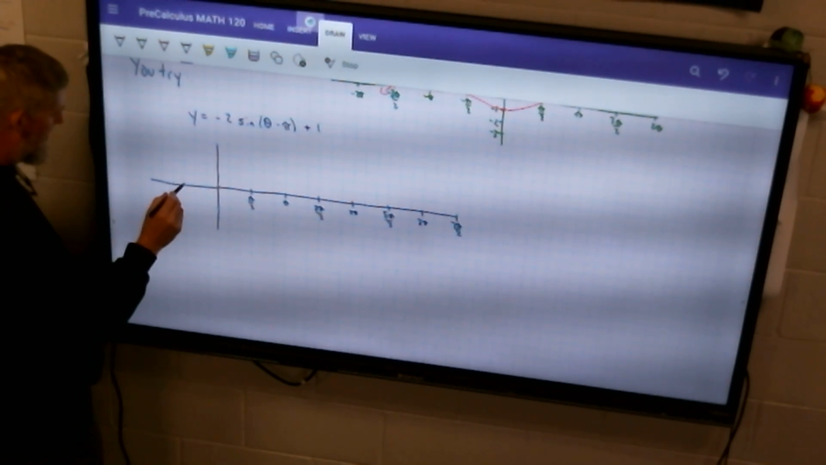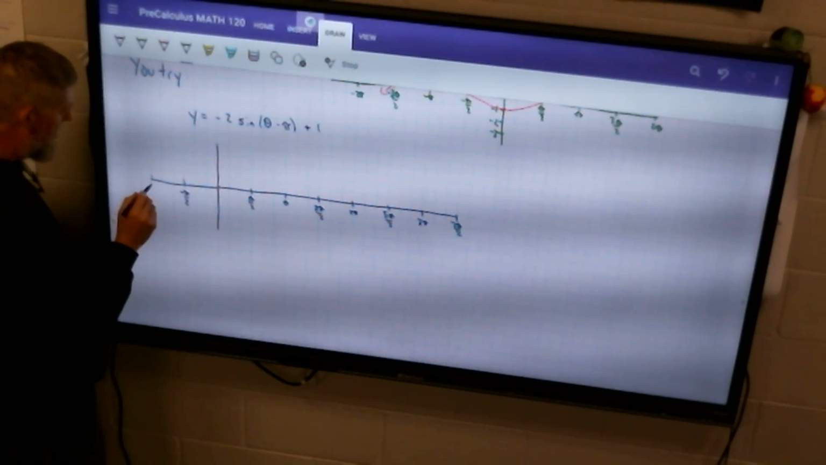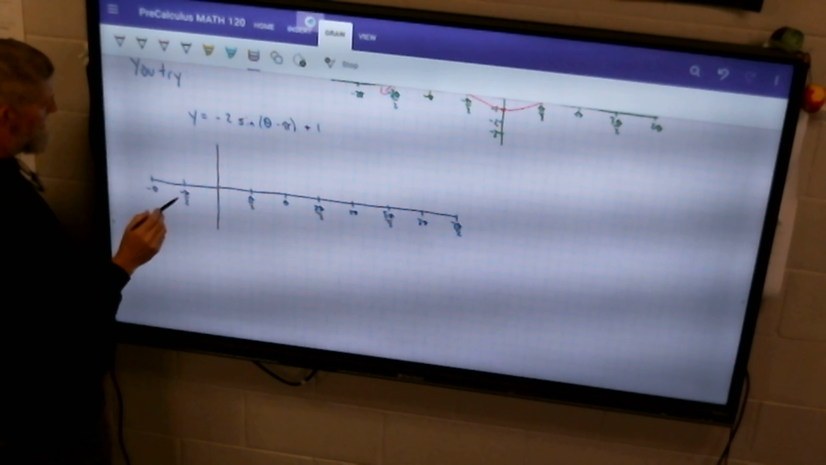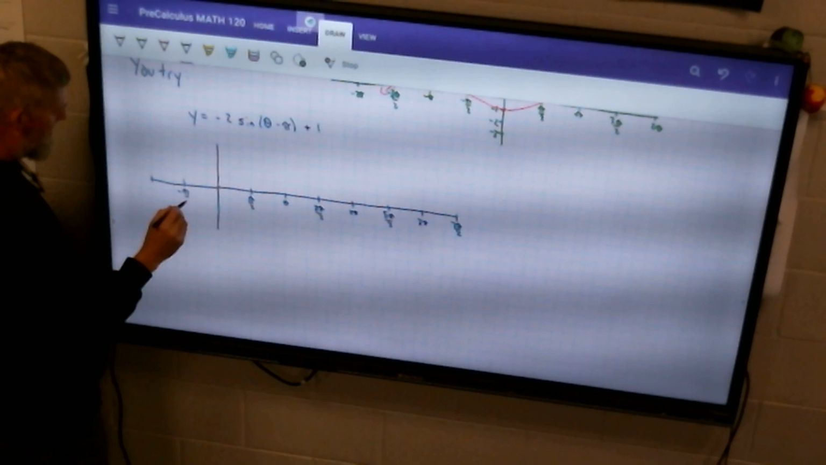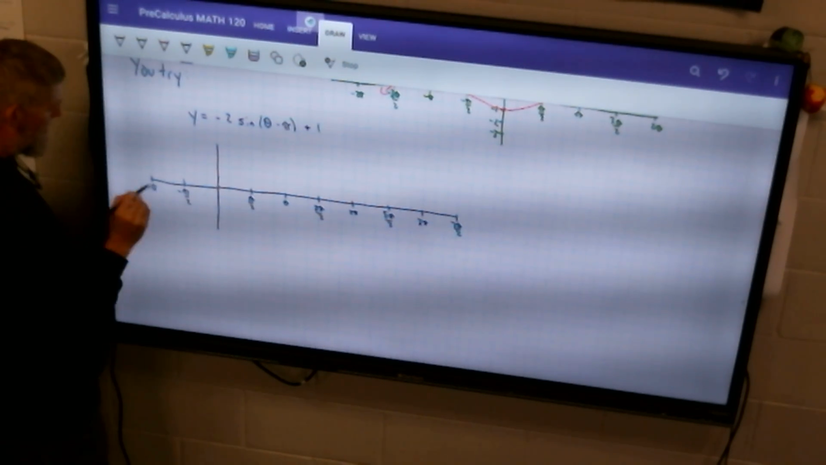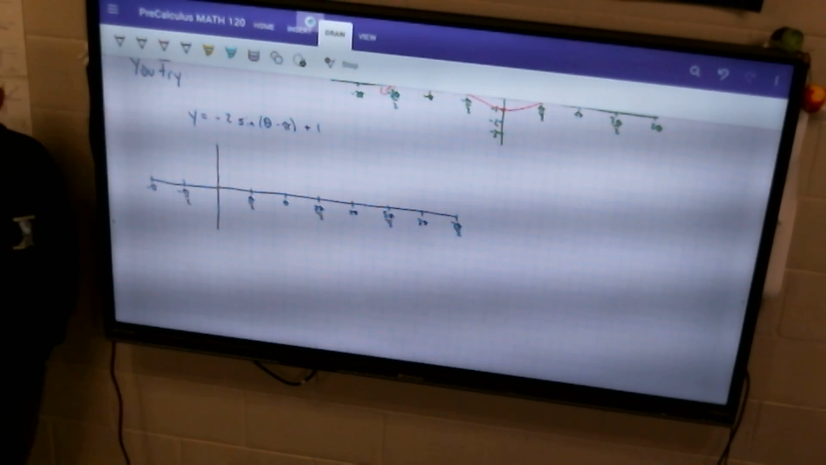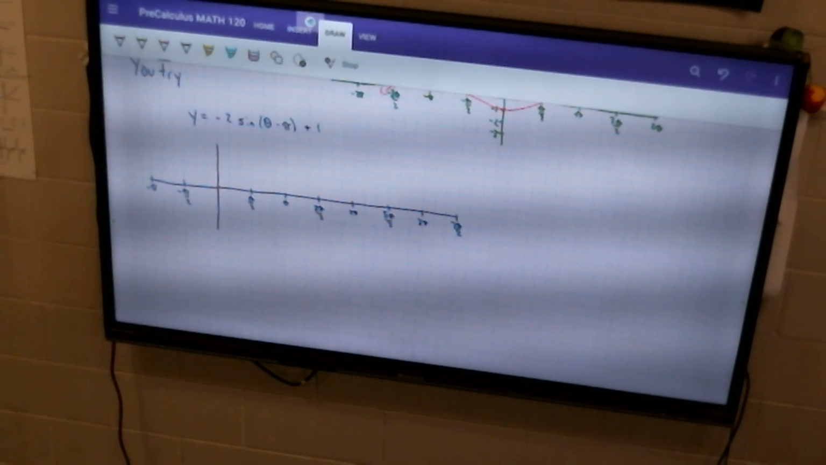Wait, I'm not sure. Would the +1 combat with the -2? No. One just vertically moves the midline and the other one just stretches or compresses it. Oh yeah. Stretching it does.